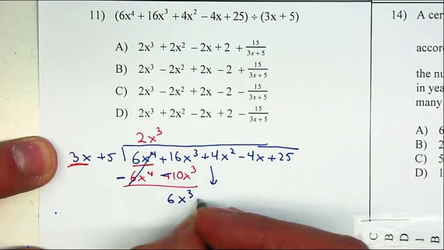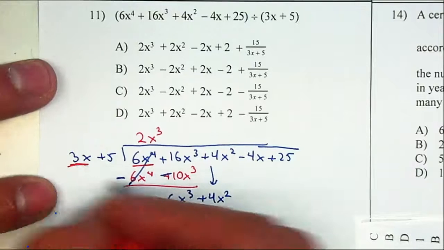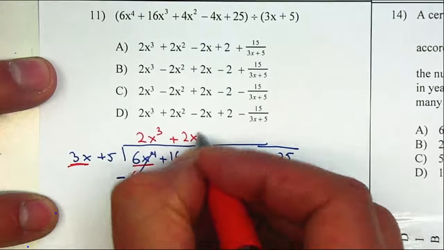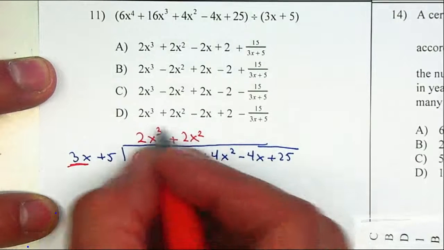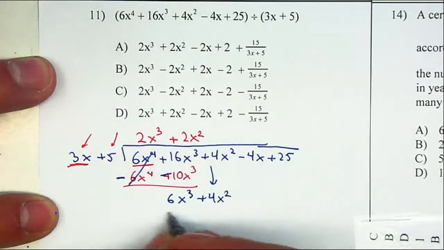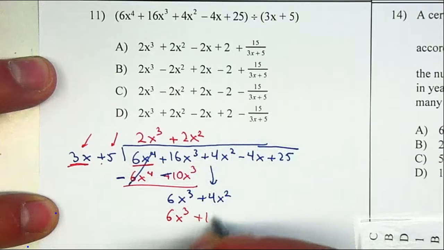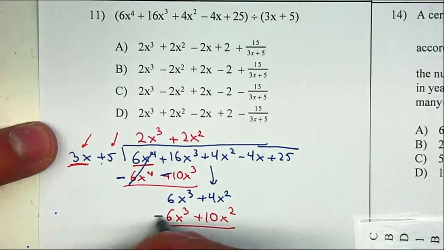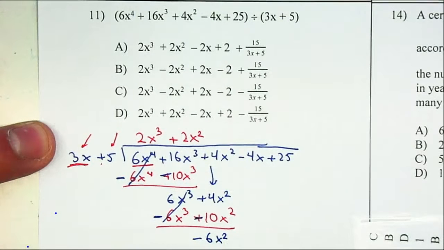Bring down your next number, plus 4x squared. What do I need to multiply 3x to get 6x to the third? It will be a positive 2x squared. Multiply it out. Remember that you need to multiply by both of them, not just by one. So it gives me a 6x to the third, and that gives me a positive 10x squared. I'm going to subtract, so I'm just going to change the sign and add. That gives me a negative 6x squared.